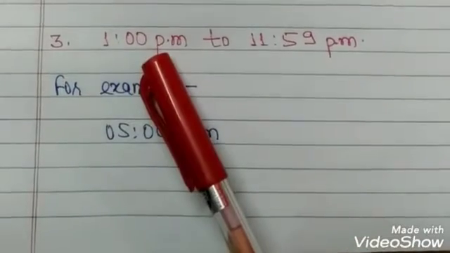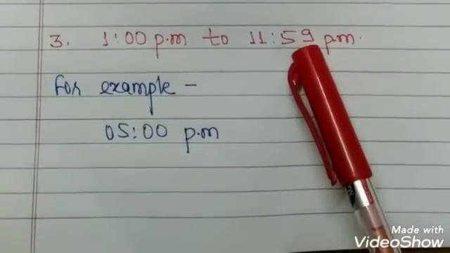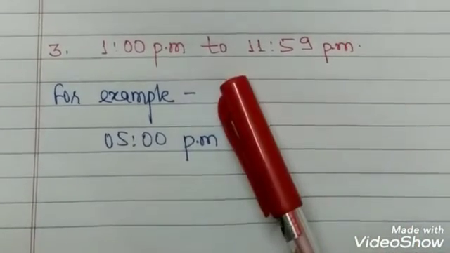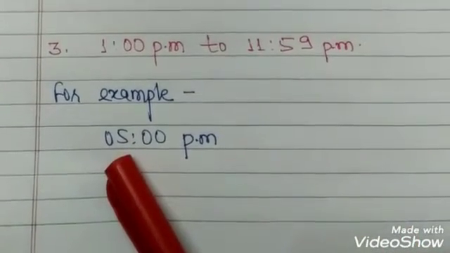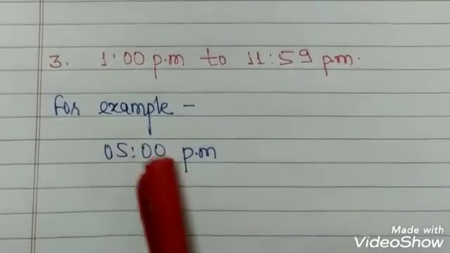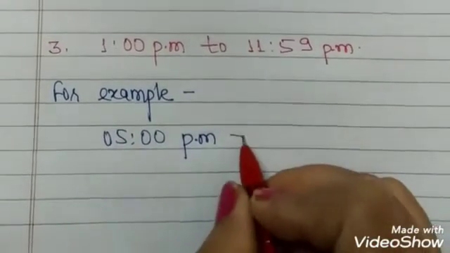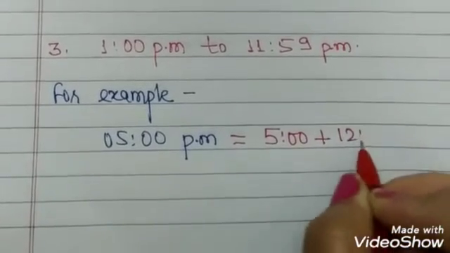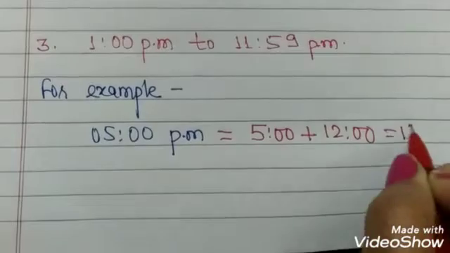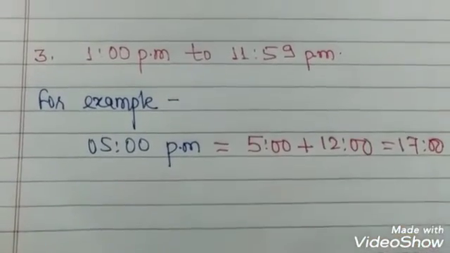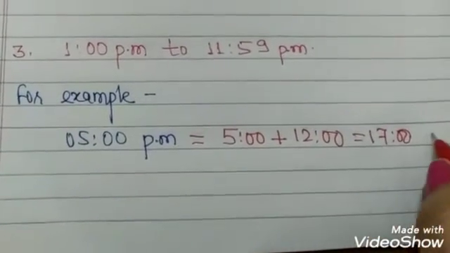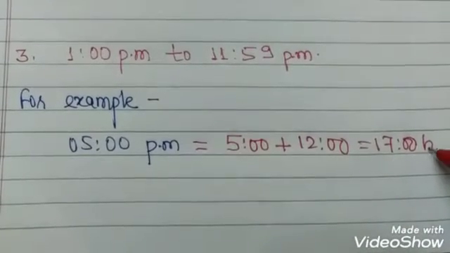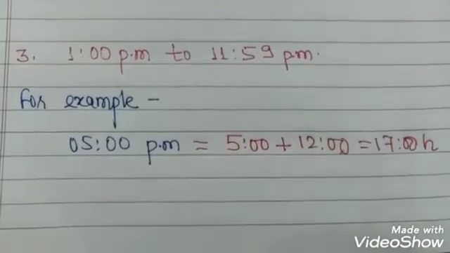3. For the time from 1 pm to 11:59 pm, we add 12 to the given time. For example, change 5 pm to 24-hour clock time. Here the time given is 5 pm. So what we'll do, we will add 12 to 5. So 5 plus 12 will give us 1700. So the answer is 1700 and the unit will be hours. So we just add the unit hours and we add 12 if the time is in PM.